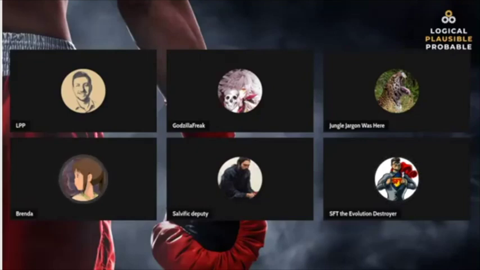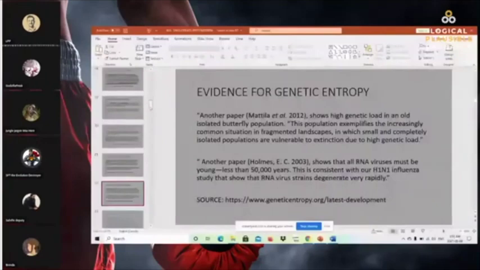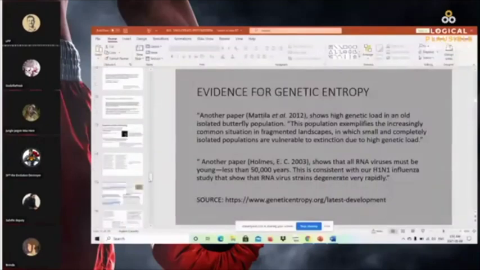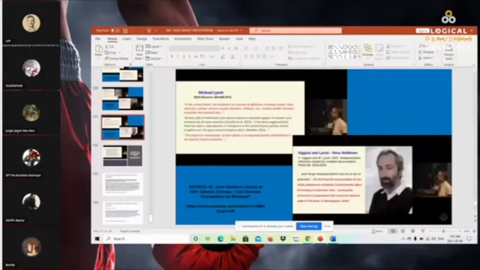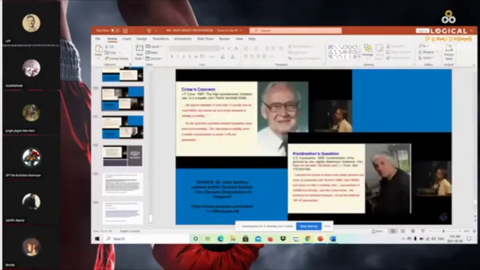Where's the evidence for that? Here, let me share a screen and show you. I don't think you're going to believe me unless I show you the quote. So, John, if you could. Genetic entropy has been debunked. No, it hasn't. Yeah, it is. Erica has debunked it.